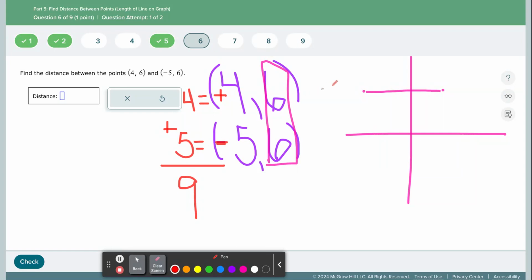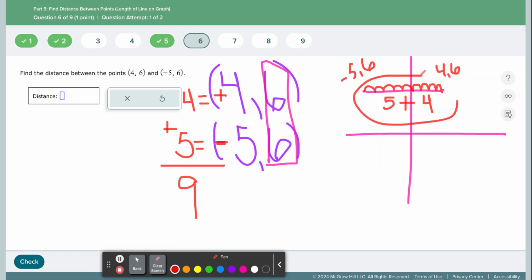Now let me show you over here if you're going to use the cheat method, right? This guy right here was -5, 6, and this guy was 4, 6. So all this means is we went up 6 for both of them. How far over am I from 0? I am 5 hops. 1, 2, 3, 4, 5. That's why I ended up with -5. And then this way I went 1, 2, 3, 4 hops. That's why it's +4. So 5 plus 4 gives you the total length.